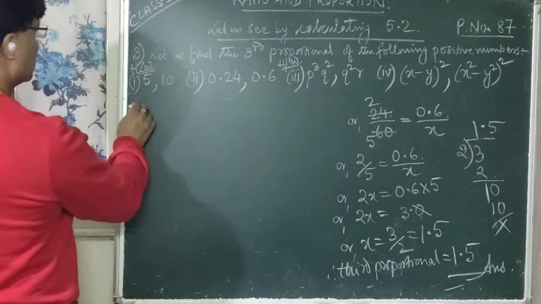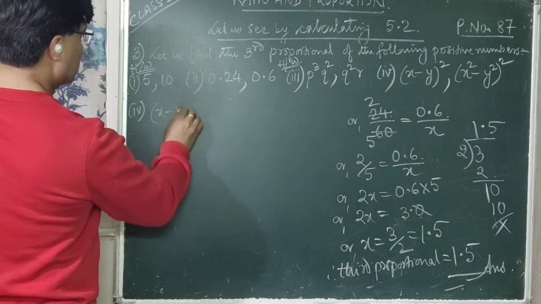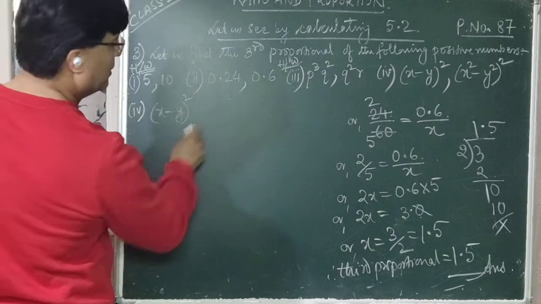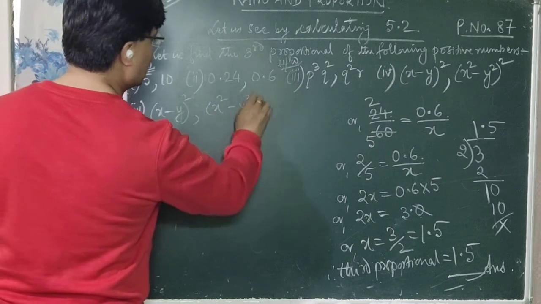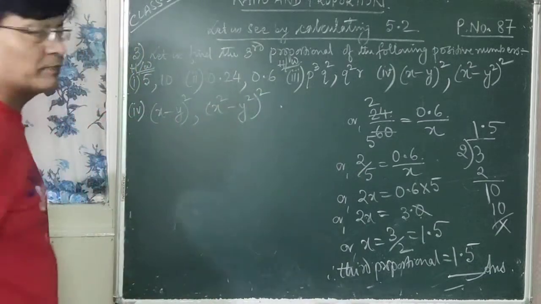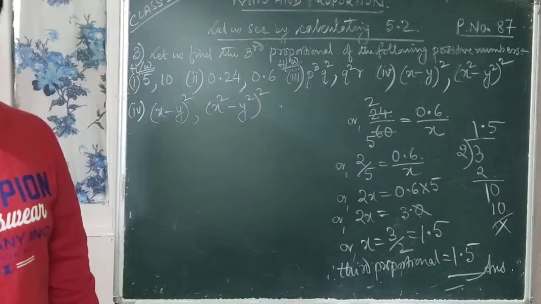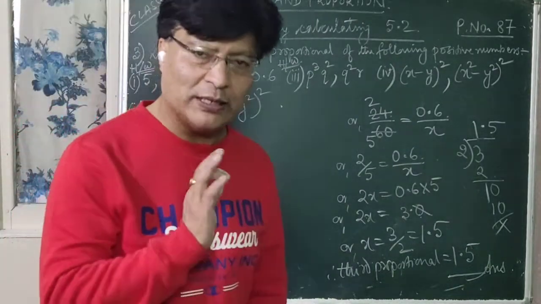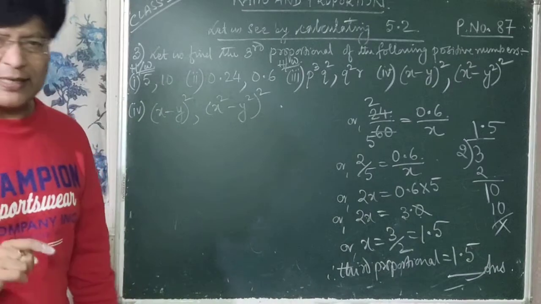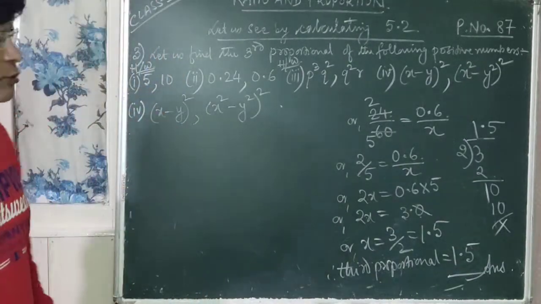So let's do question number 4. What is question number 4 here? It is given (x minus y) whole square, comma, (x square minus y square) whole square, right? So only 2 terms are given, first and second. You have to find out the third proportional. That means you have to get the third number. So that first number, comma, second number, comma, third number are in proportion.